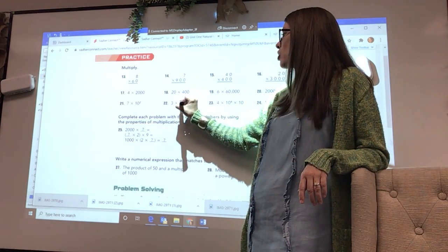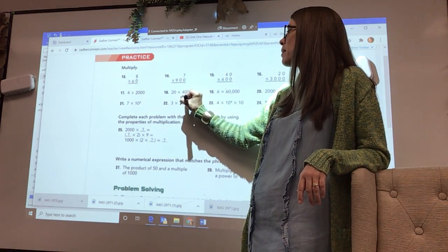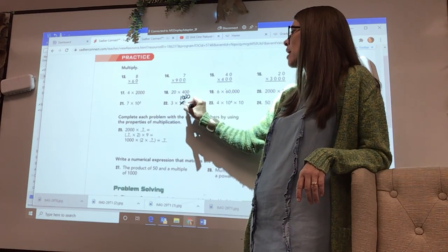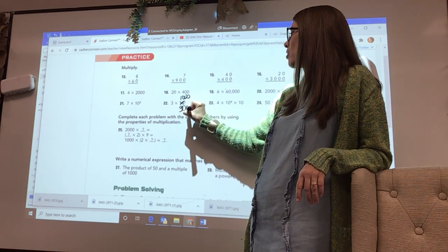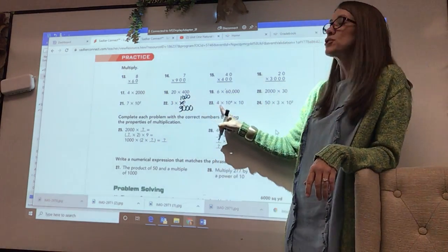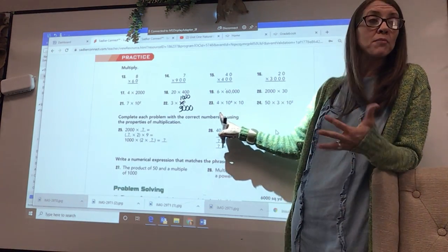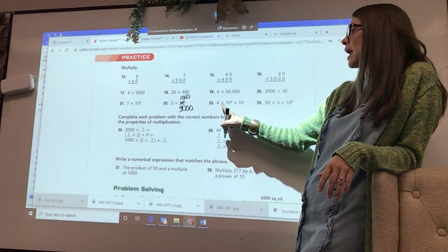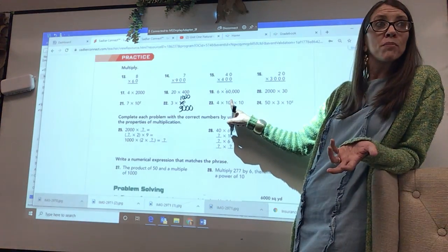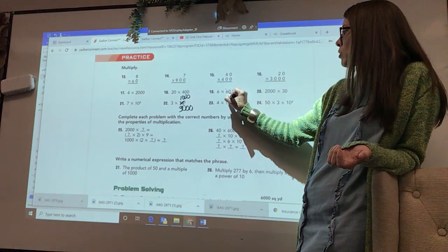1,000. So you might as well change this into 1,000, and that makes it easy. 3 times 1,000 is 3,000. Now, look over here. Don't let this have you make mistakes. It has 4 times 10 to the 4th power. What's 10 to the 4th power? 10,000. Right? It's 1 with 4 zeros.